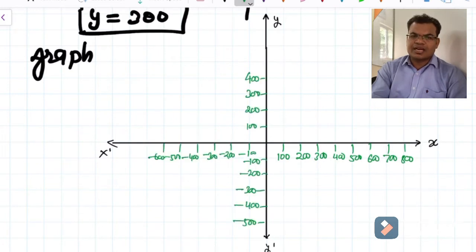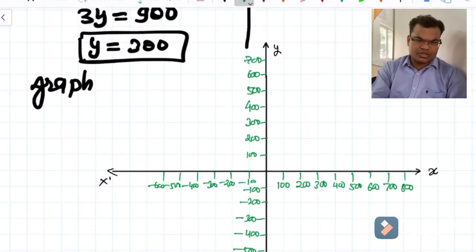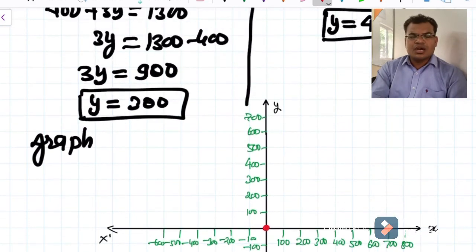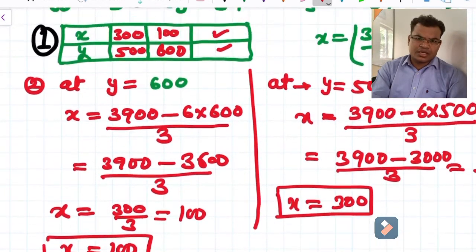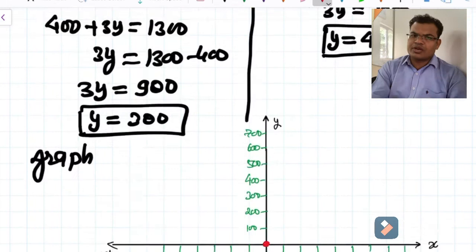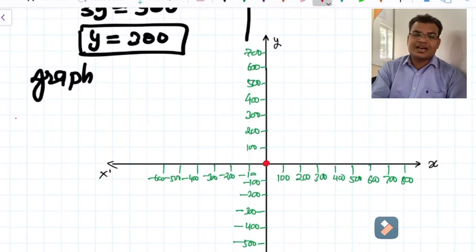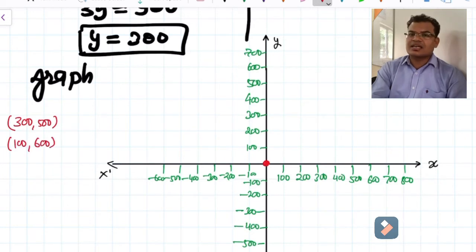Okay guys, so my graph is ready now, 600, 700, like this, because I want the values to be covered in this graph. Okay, now what is my job? I will plot these points. What is the first point? 300 is the x and y is 500, and the second is x is 100 and y is 600.